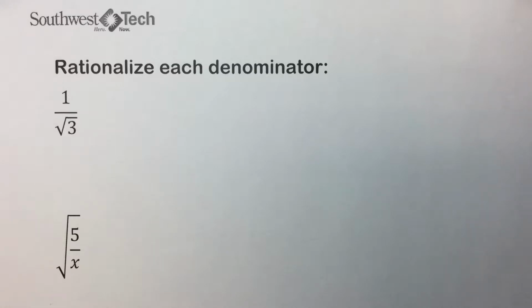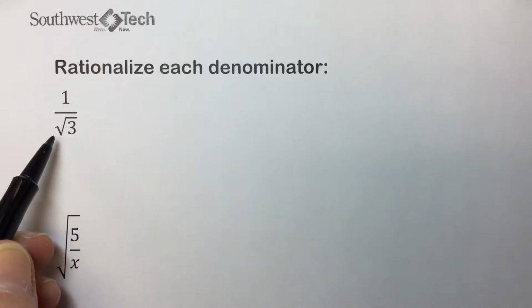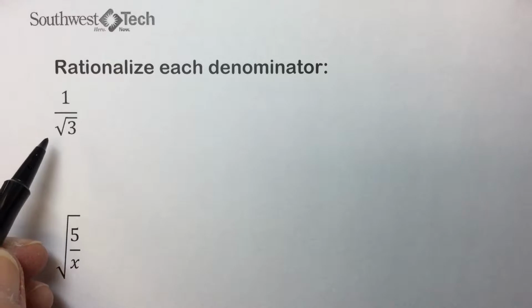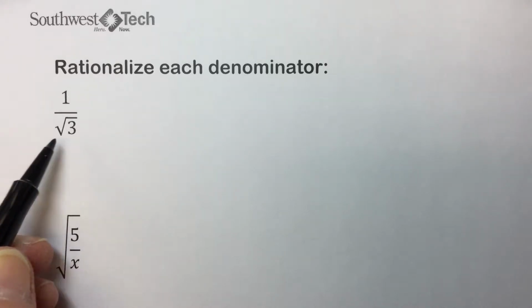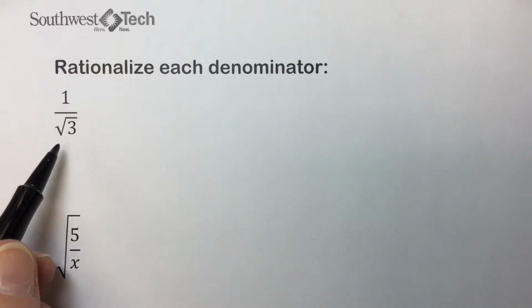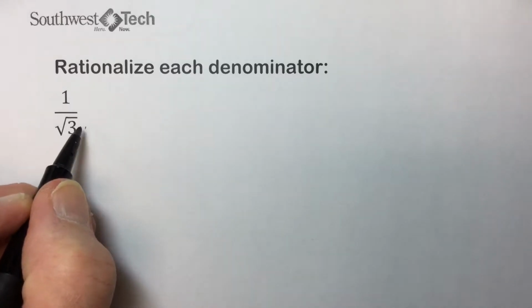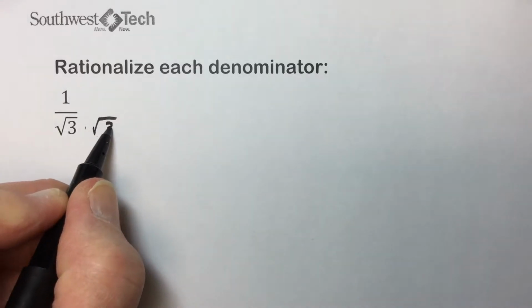To rationalize a denominator is asking to eliminate the irrational number that's in the denominator. To do that, in this first example, we want to eliminate this irrational expression, square root of 3, from the denominator. It's not a perfect square. For it to be a perfect square, we would need another 3.